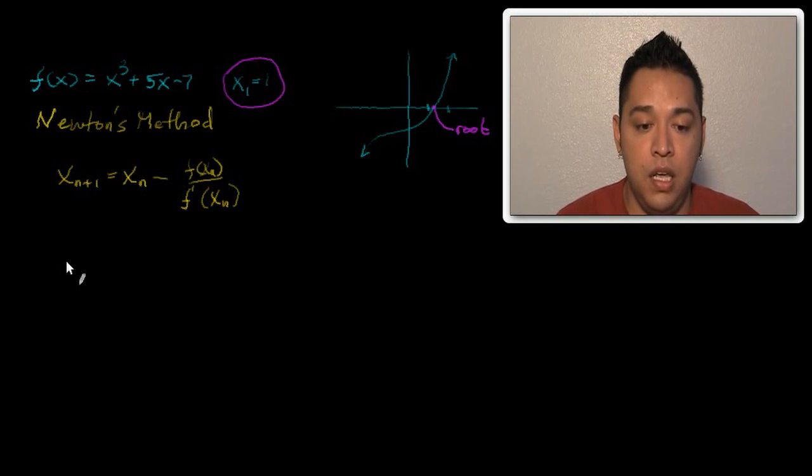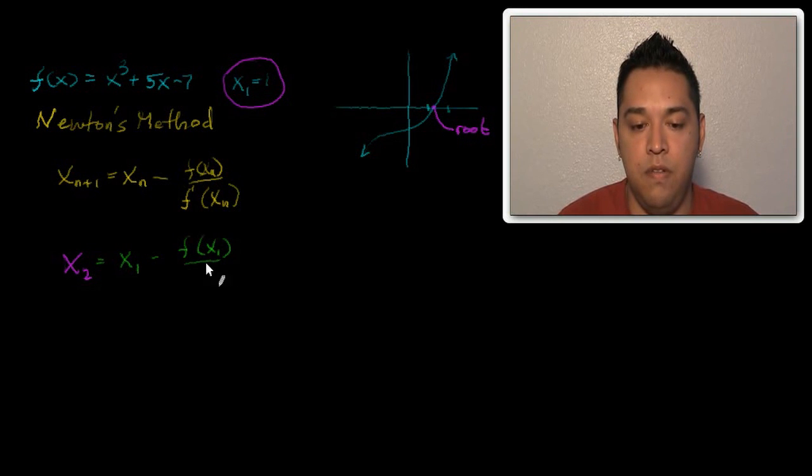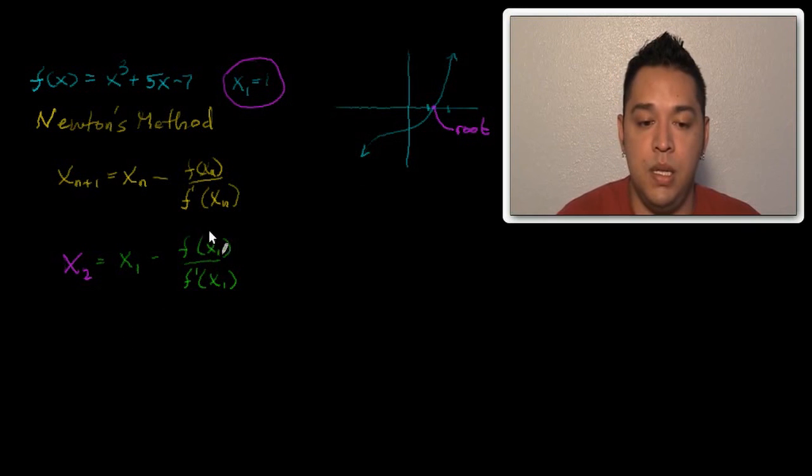If they give me 1 here, I'm going to find the next biggest number. So I'm basically finding x sub 2. Well, x sub 2 is going to be equal to x sub 1 minus f of x sub 1 divided by the derivative at x sub 1. Everywhere you see x sub 1, I'm going to plug in a 1, because that's what they gave me. They said x sub 1 is equal to 1. And this represents this equation here.